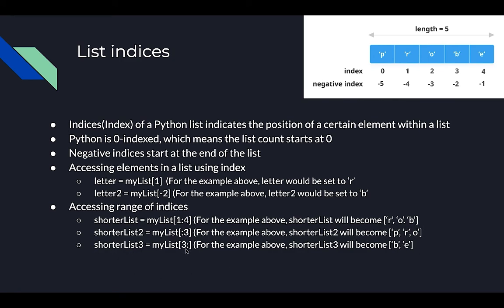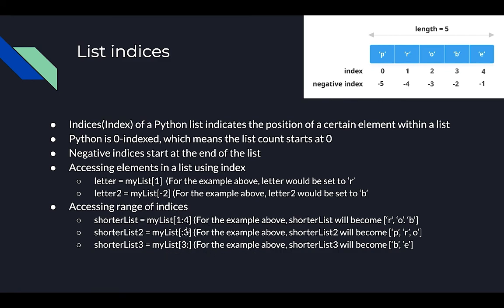And then here's the opposite example. There's 3, colon, and nothing after. That means you start at the 3rd index and then go all the way to the end. So you're just going to get B, E, because the 3rd index is here. So B, E, and that is basically how these work.